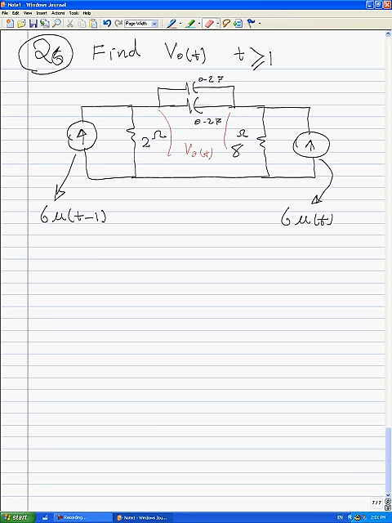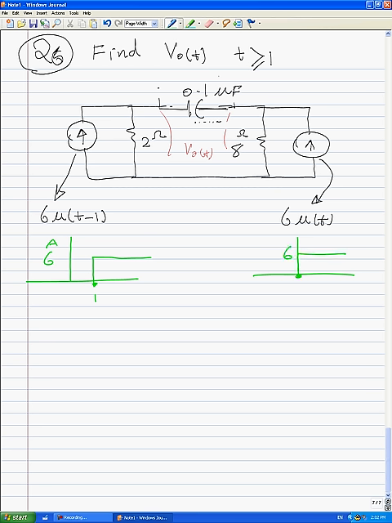We have 0.2 and 0.2. That's why we can change two capacitors to only one capacitor, because the two capacitors are in parallel and should be simplified to one capacitor of 0.1 microfarads. And the second important thing is to discuss the two current sources. This current source starts from 1 second and should be 6 amps here, and this current source starts from 0 seconds and again should be 6 amps.